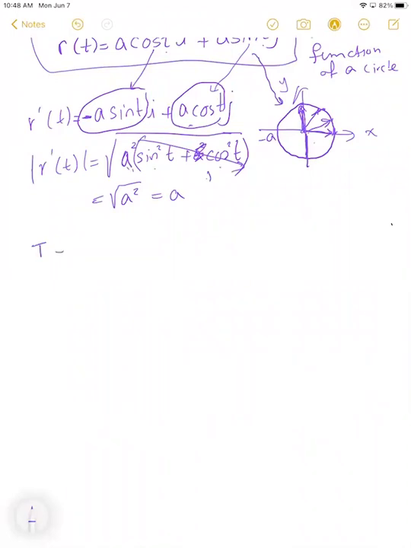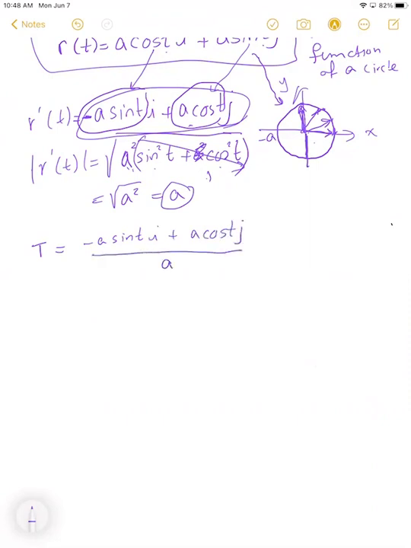Then to find the unit tangent vector, I take that and divide it by a. So minus a sine t i plus a cosine t j divided by its magnitude a. If I break this fraction into two fractions, I get minus a sine t over a, and the a's cancel each other here and here. So I get minus sine t i plus cosine t j.